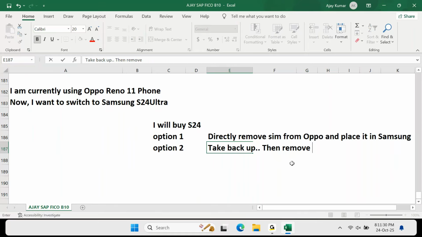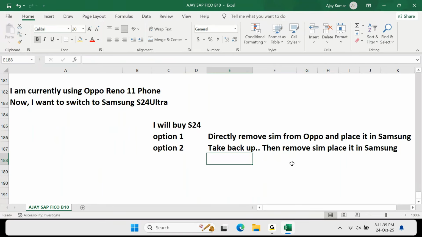Then remove the SIM and place it in Samsung. Is there a difference or no difference? Yes, sir. Then working in an SAP FICO project is as simple as switching from Oppo mobile to Samsung mobile: directly changing the SIM card, versus taking backup and then changing the SIM card. There is a difference, right? Because if you directly change, you will not get the historical data, the old data. But if you take the backup and put it in the Samsung, you'll get continuity.